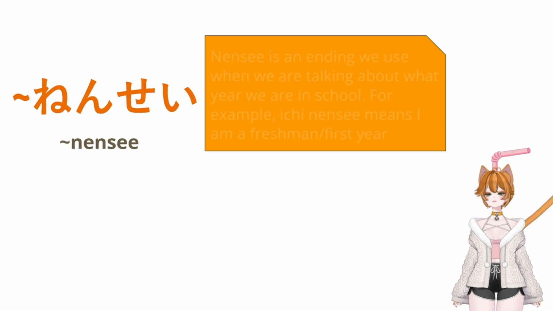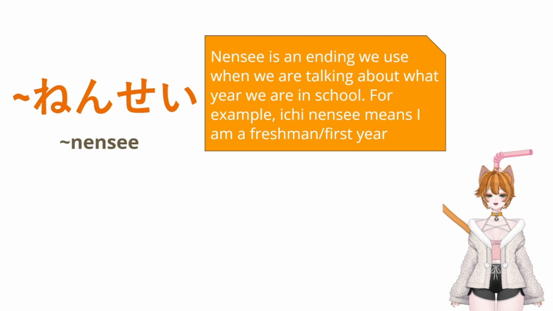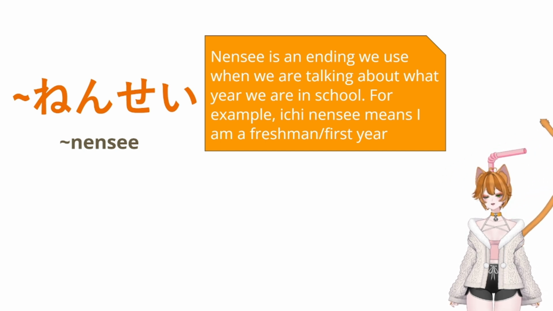Alright, our next one is nensei. So nensei is an ending that we use when we're talking about what year in school we are. For example, ichi nensei means I am a freshman or a first year.